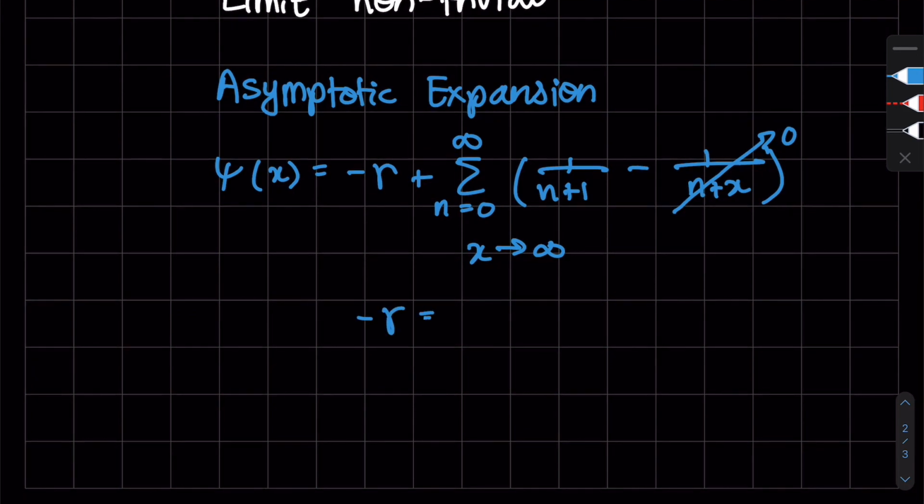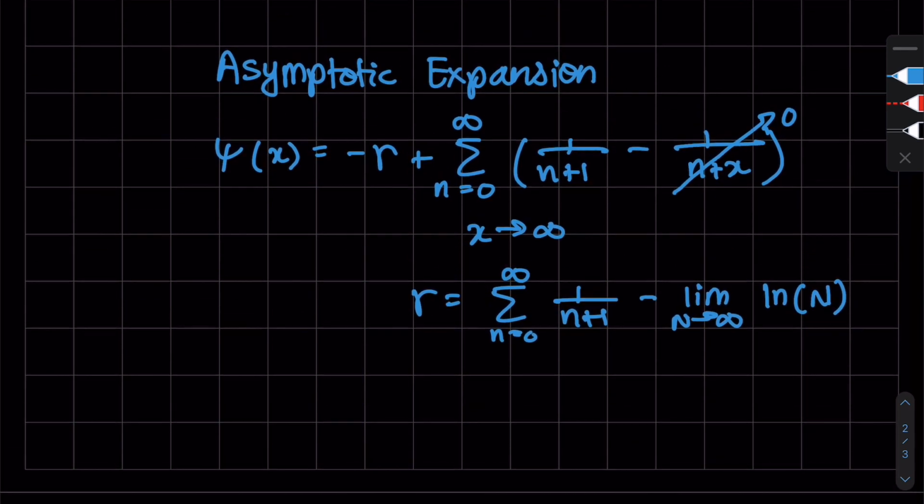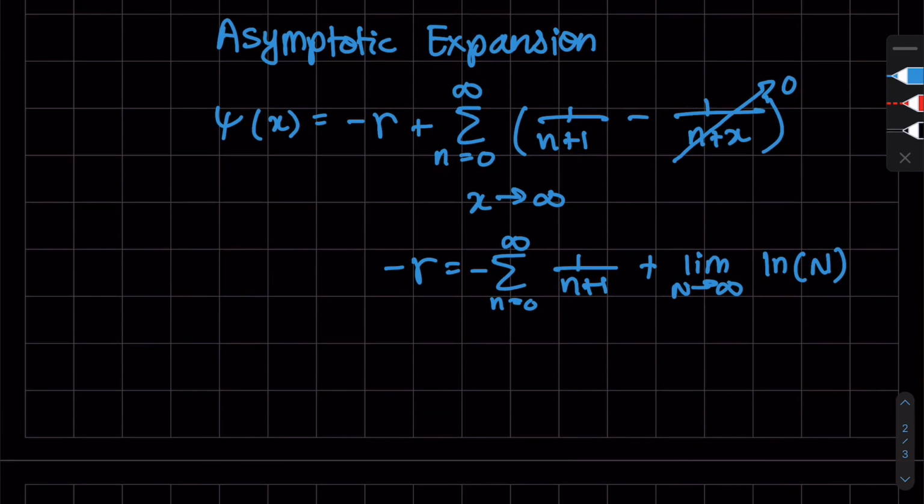Now the Euler-Mascheroni constant was defined as the harmonic series minus the limit as n goes to infinity of the natural log of n. So if we have this series here, maybe let's just flip these signs to agree with what we have here, and then we add the harmonic series.